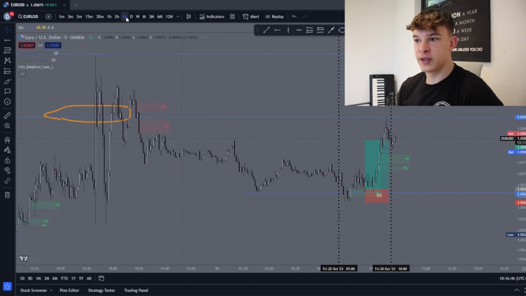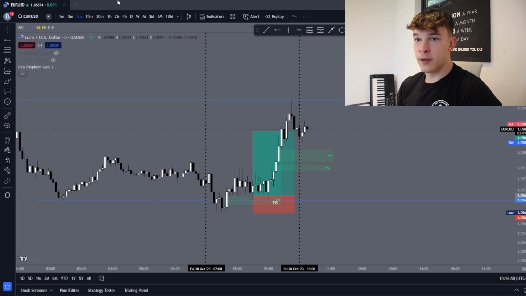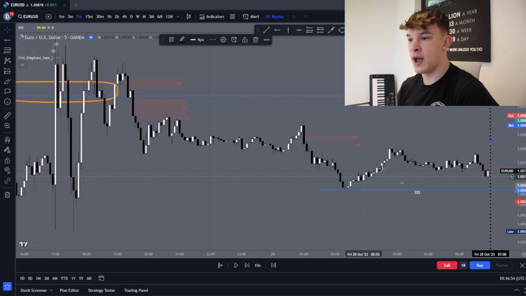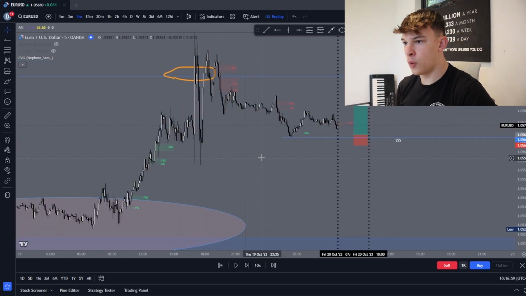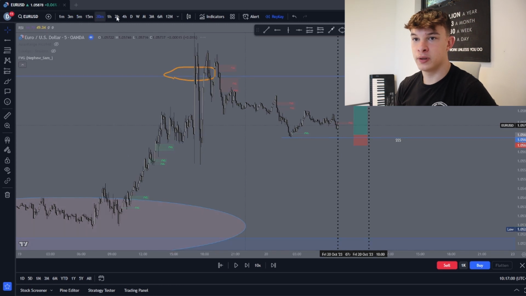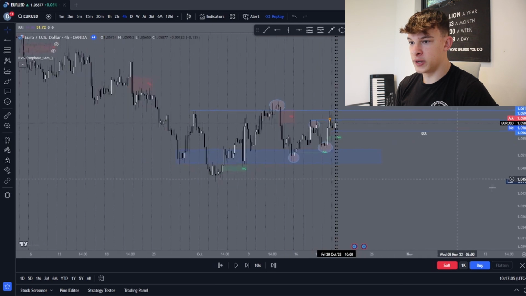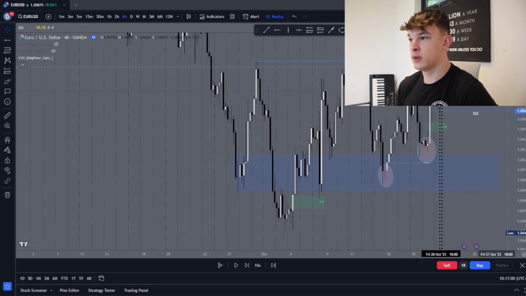With that said, let's get into it. What I'm going to do before we start is play it back as if it's the start of the session, so you can see in real time what I was thinking and why I was taking the position. Starting with some top-down analysis on the 4-hour time frame. Here is all the work I did pre-market.